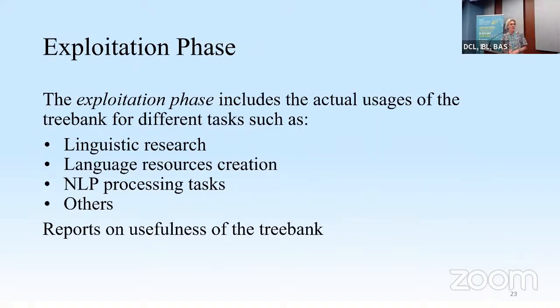And the exploitation phase includes the actual usages. Of course, as we already heard, it's not only linguistic research. When we started, we thought, okay, we will just do it for linguistic research. Tree banks are far more useful for many other applications than just linguistic research. In digital humanities, we saw that, in event extraction also, and other very useful applications. Okay, for creating other useful language resources and so on.